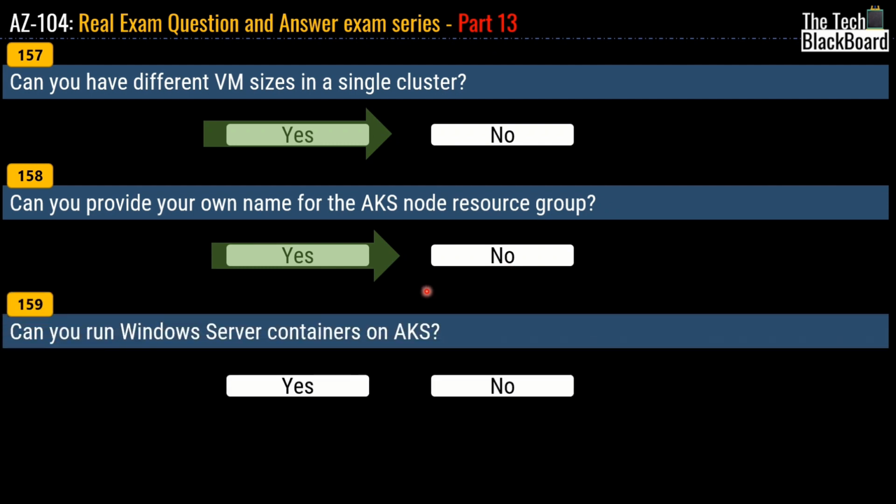Moving on with question number 159, and that says, can you run Windows Server containers on AKS? The correct answer for this question is yes, of course. A quick explanation on this, Windows Server containers are available on AKS. Now to run the Windows Server containers in AKS, you create a node pool that runs on Windows Server as a guest OS. Further ahead, Windows Server containers can use only Windows Server 2019. This is as of now. The things, however, can change very quickly.